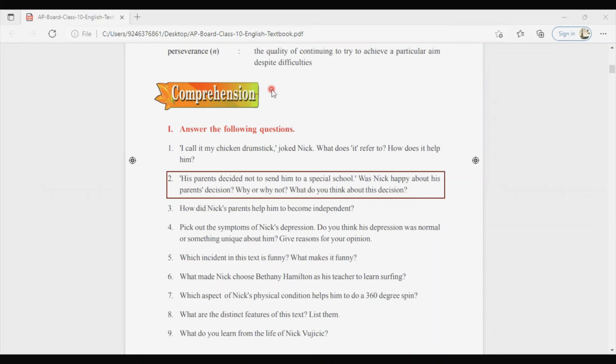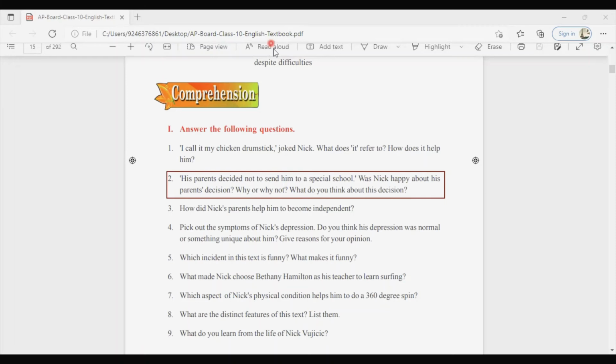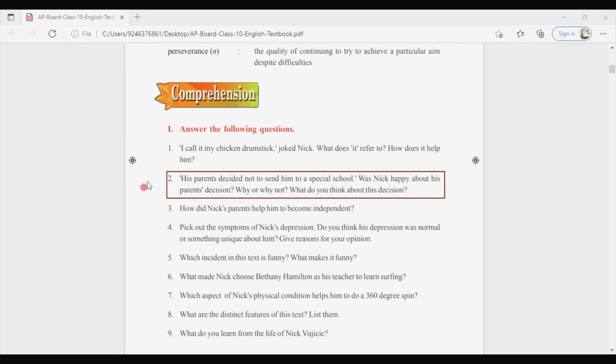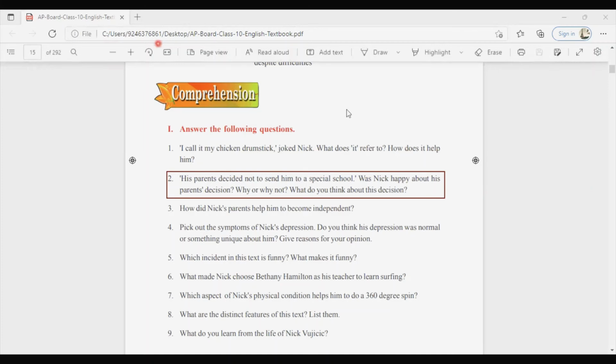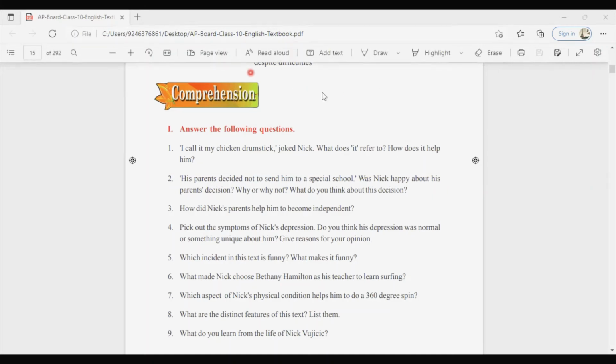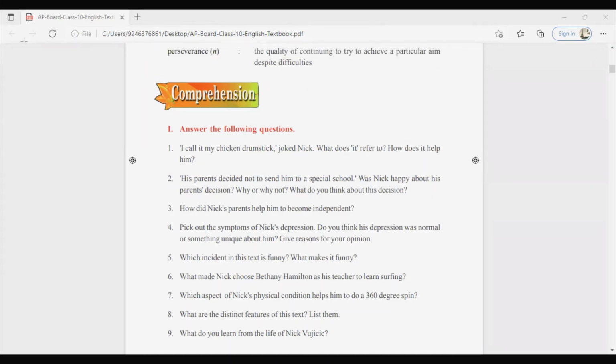I think that this decision was the best one his parents could have made for him, as he was able to achieve his, what did he achieve? He was able to achieve his degree in financial planning and real estate. Right. So this decision made him independent. So now the next question, how did Nick's parents help him to become independent?